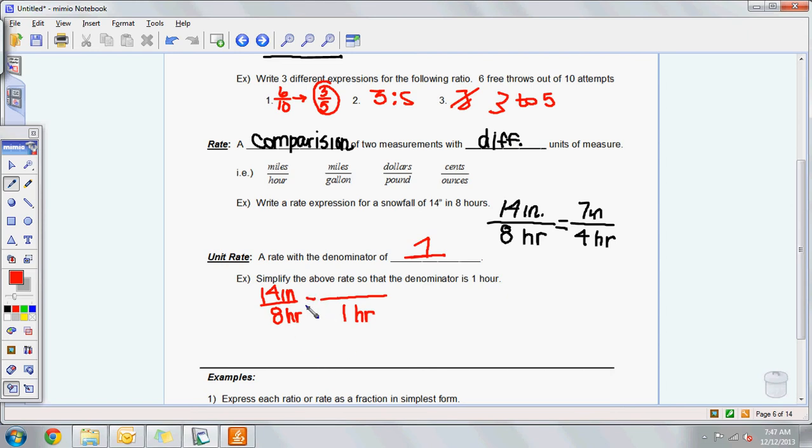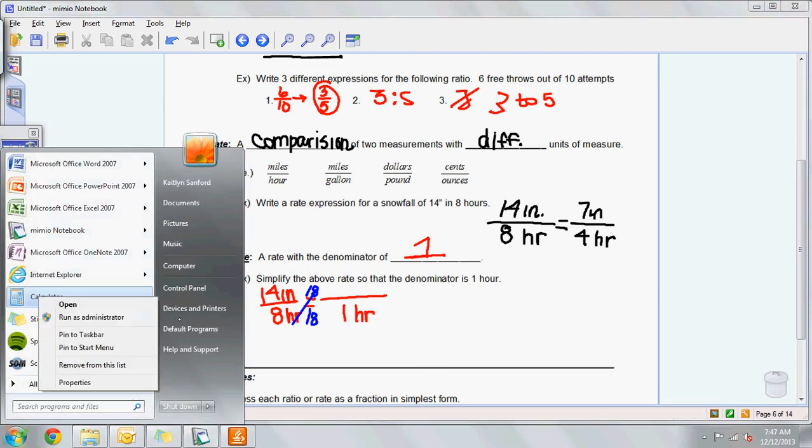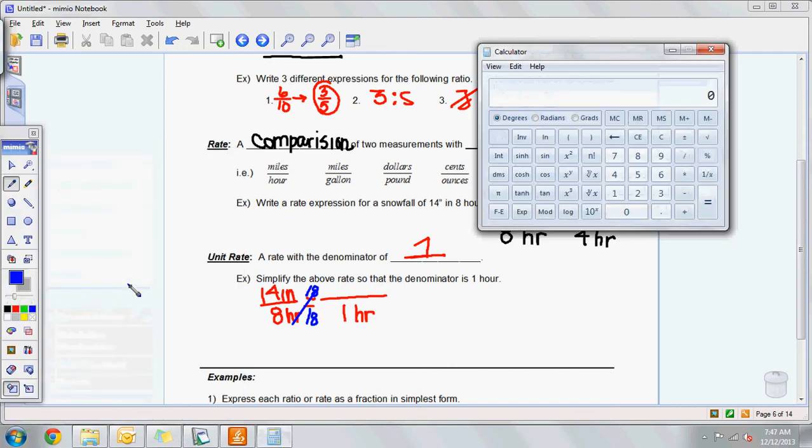So what you could do is a couple different things, but I think the easiest thing to do is to divide the top and the bottom by this 8 hours. So I'm going to divide the bottom by 8 and the top by 8. Because the 8 divided by 8 is going to give us the 1. And then we have to figure out what 14 divided by 8 would be, and this is where you got to pull out your calculator. So if we do 14 divided by 8, it should be a decimal.